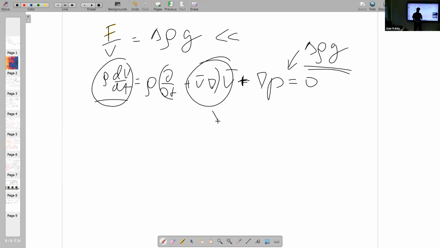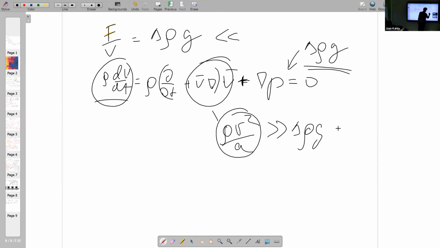And then this term over here is on the order of rho v squared divided by the characteristic scale we are speaking about. So now things start depending on which characteristic scale you consider, because the gradient gives us the characteristic scale, right? The gradient of v is the fluctuation of v divided by the scale at which it happens. So if this here is much bigger than delta rho g, then we can neglect buoyancy.